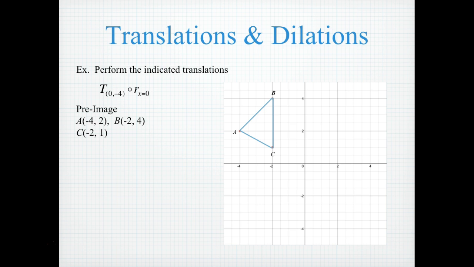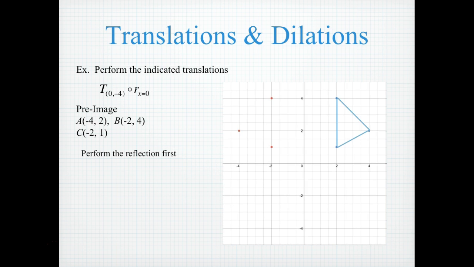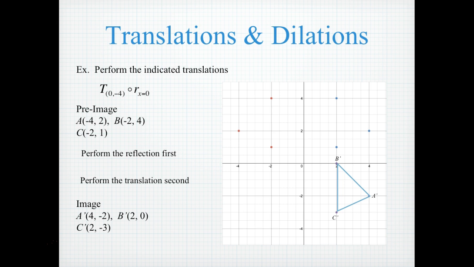Now when I reflect those three coordinates over the y-axis, my image is as such, where I have the coordinates 2, 1, 4, 2, and 2, 4. Next, I'm going to perform the second transformation, which is the translation, where each of these points gets shifted 0 units horizontally and 4 units down. So the triangle is going to shift 4 units down, producing my final image as such, where A prime is 4, -2, B prime is 2, 0, and C prime is 2, -3.